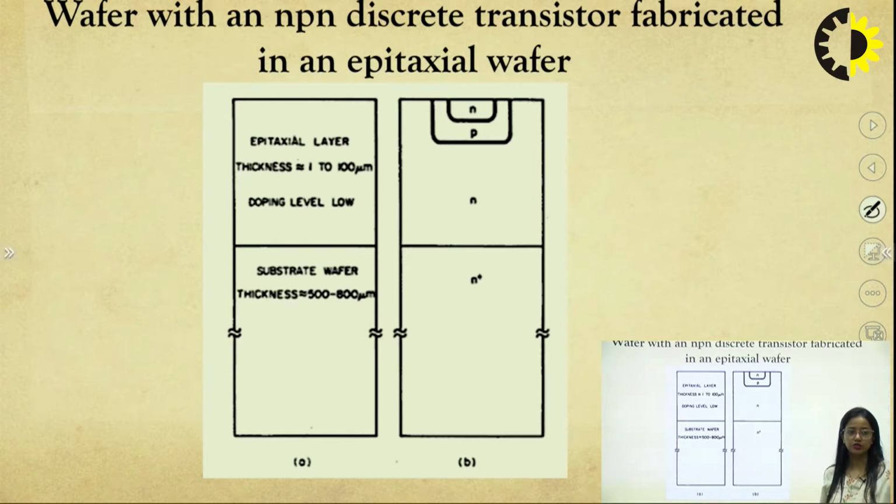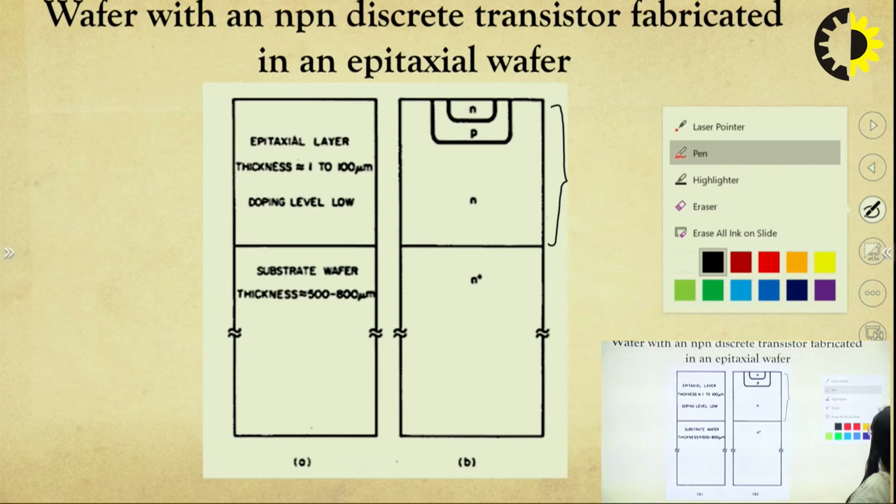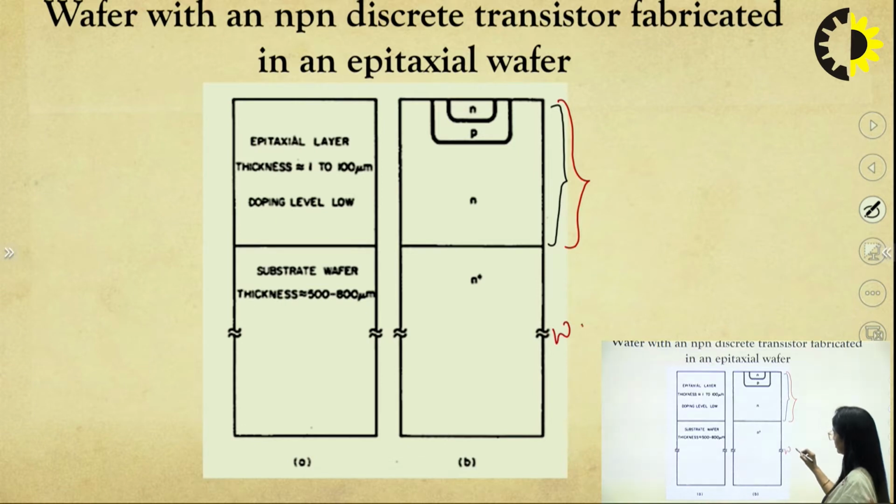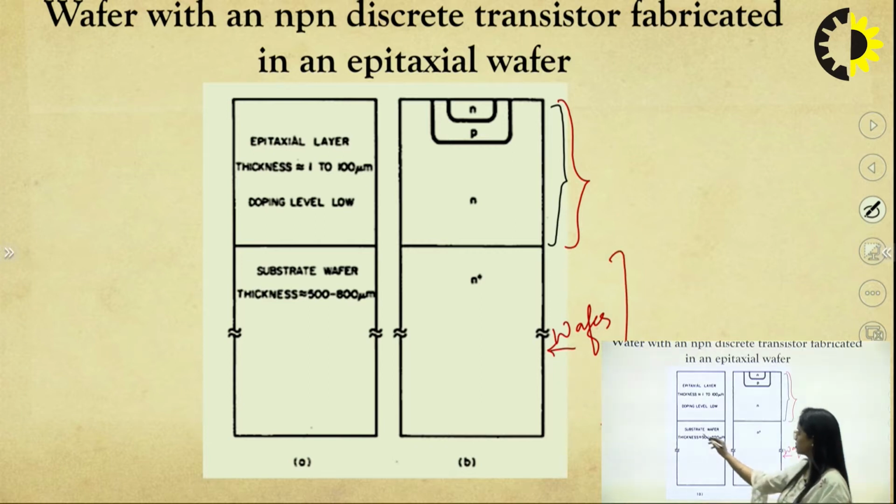We can have a pictorial representation where we can see the wafer with an NPN, the NPN discrete transistor fabrication, epitaxial wafer. So this complete thing is an epitaxial layer, and the wafer is here. This is the wafer. We have written it also.